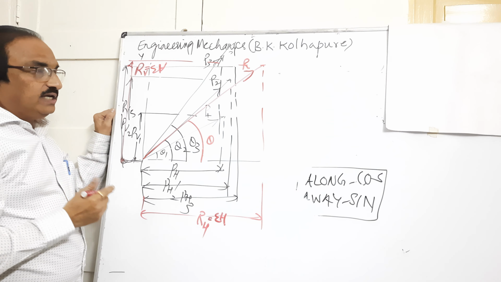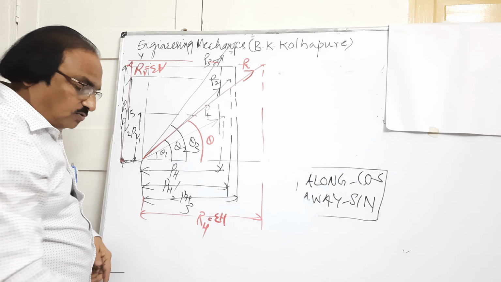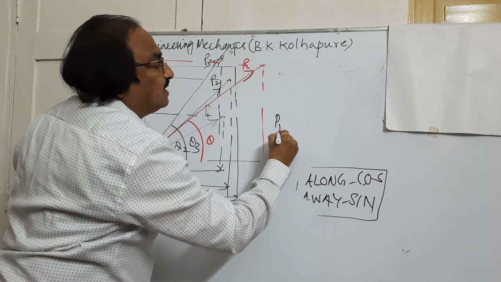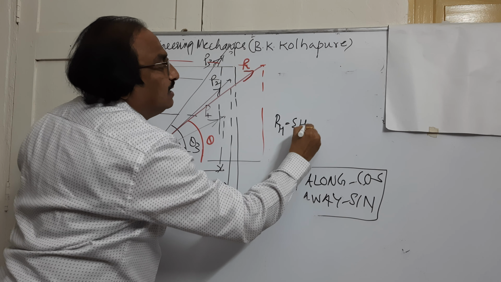Now, if you see here, the horizontal component of the resultant, that is sigma H, this is nothing but PH1 plus PH2 plus PH3. If I go on adding all PH1, PH2, PH3, that is equal to RH. Likewise, the vertical component, sigma V, will be PV1 plus PV2 plus PV3 plus it goes on like this. So horizontal component of the resultant is equal to sigma H, vertical component of all the forces is equal to sigma V.